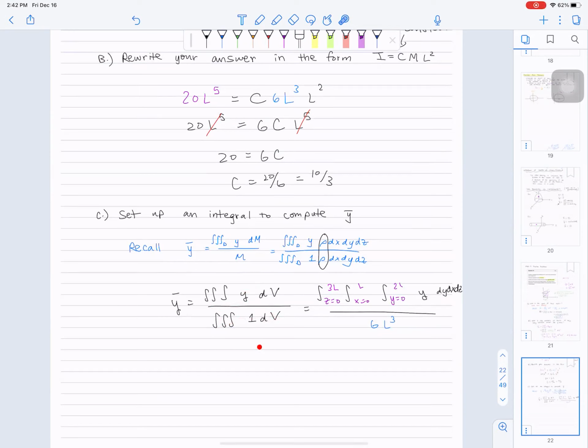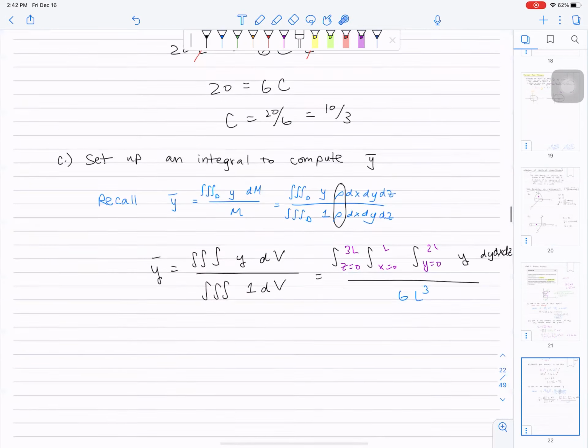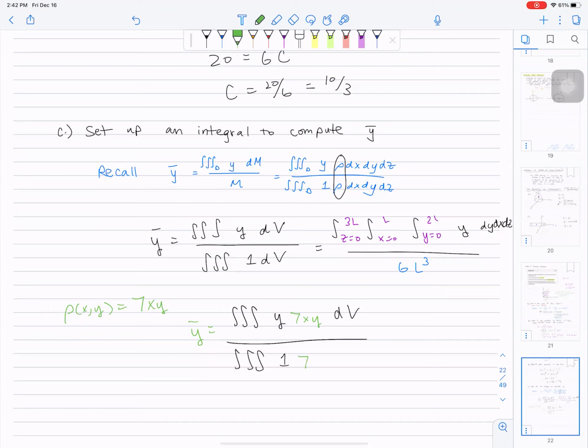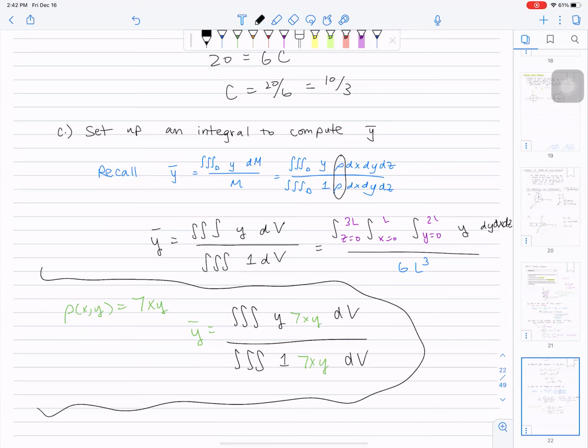Oh, then it would be mass. Okay. Yeah, like then you would have to actually calculate it. Like if they gave you, I don't know, the density is like 7xy or something, then to find the centroid, you would have triple integral of y times rho dv over triple integral of 1 rho dv. Okay, got it. Thank you.